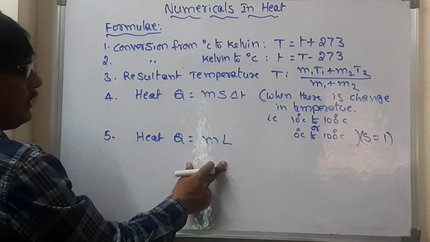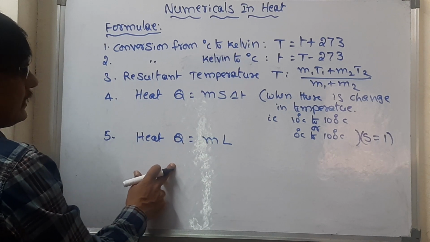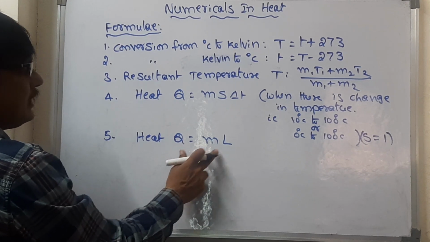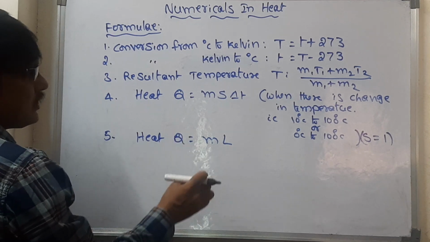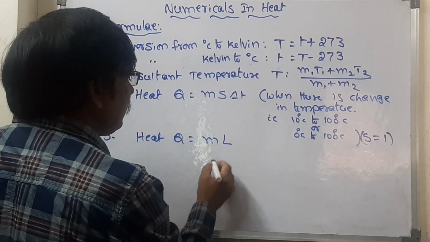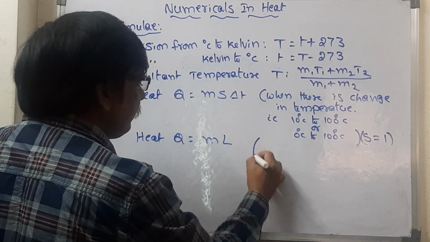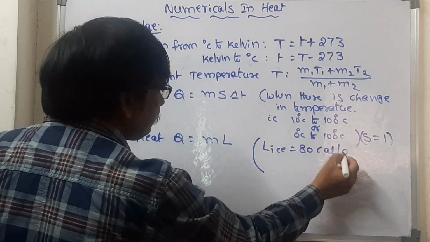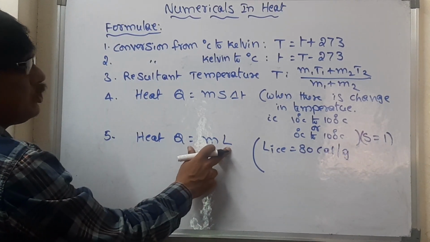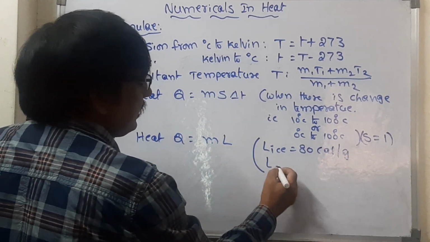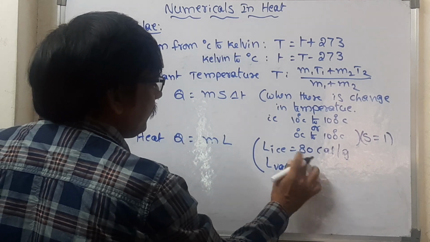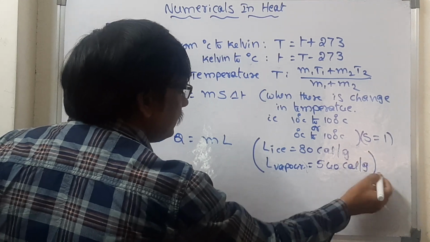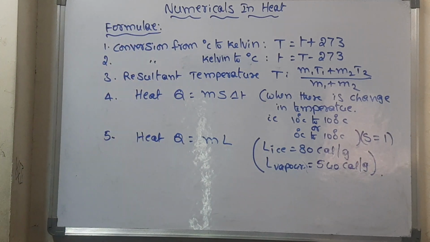Q is equal to M L, this is also heat, to find latent heat. Here M is the mass of the substance, and L is the latent heat of the substance. Sometimes the value will be given; if not given, you have to take L ice equal to 80 calorie per gram. Latent heat is of two types, one is ice and the second is vapor. L vapor is equal to 540 calorie per gram, which you also have to keep in mind. So these are the formulas this entire chapter is based on.